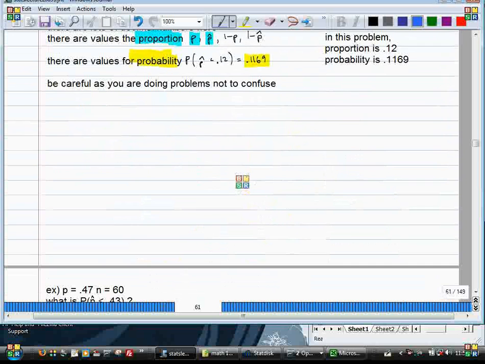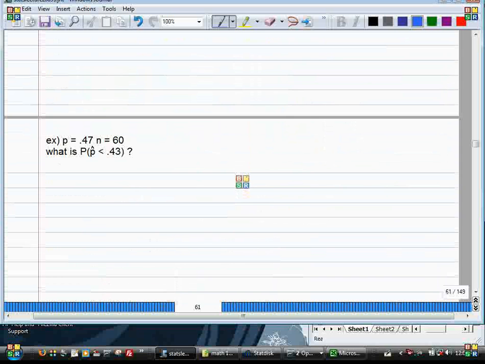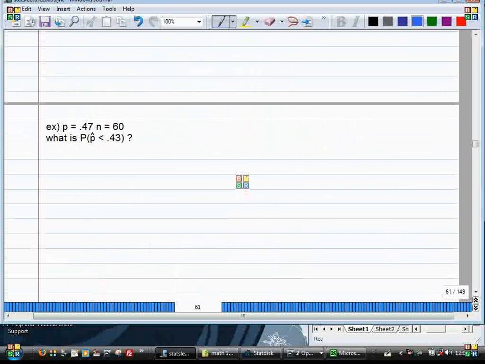So let's work some problems. You can actually do all these problems, assuming you have a calculator, up to the last step, which requires the software. So let's work through this one at least together.